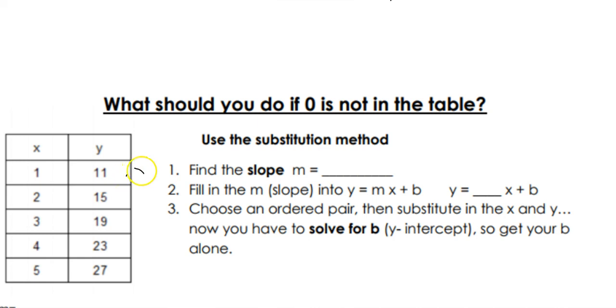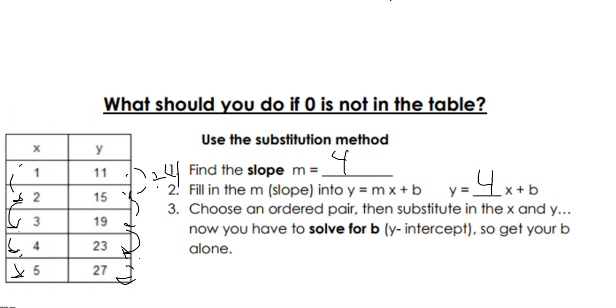Let's find the slope. From here to here, I've got a plus 4. My x's are all increasing by 1. So I know it's going to be 4 over 1. Got an increase of 4, got an increase of 4. So my slope is going to be 4 over 1, which we're just going to call 4. Now, if we plug that in, I have y equals 4x plus b. Right? That's my general equation right now.